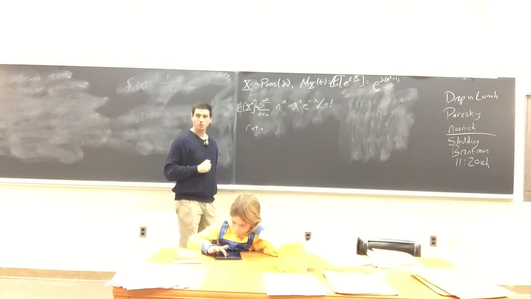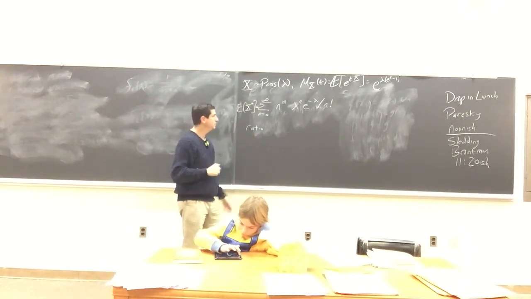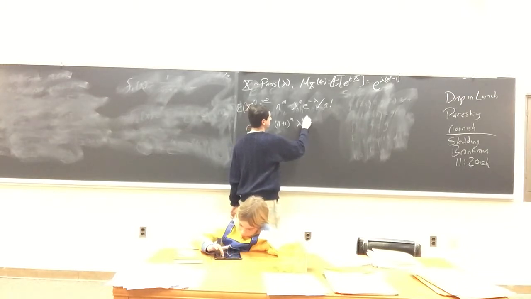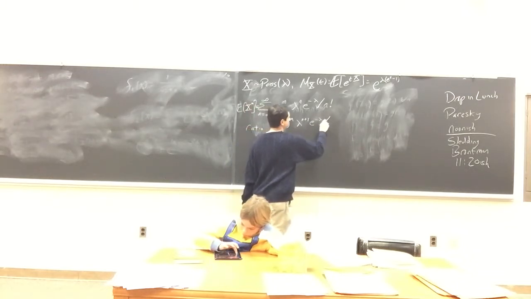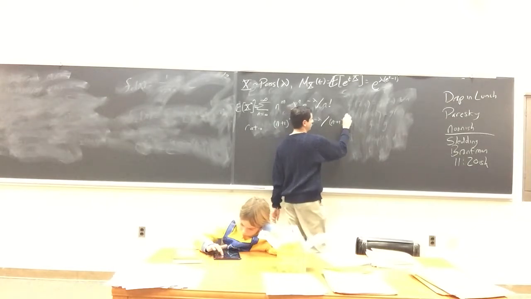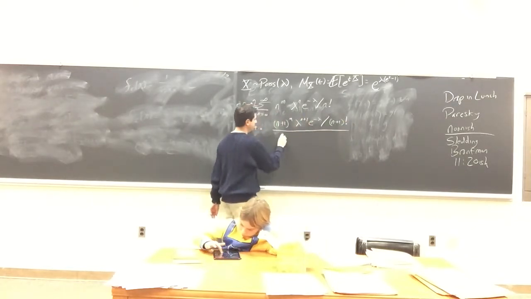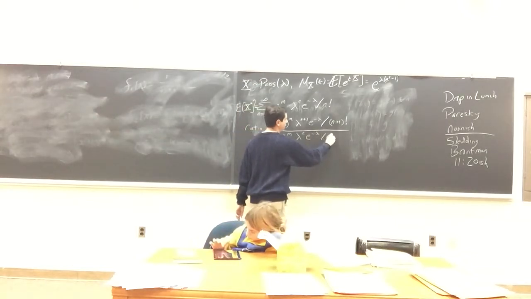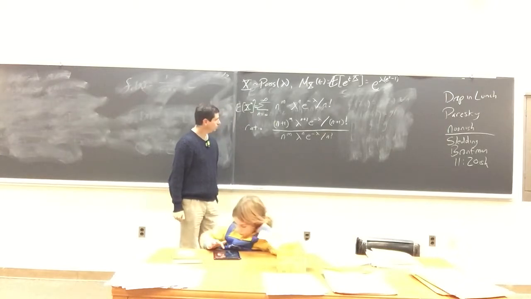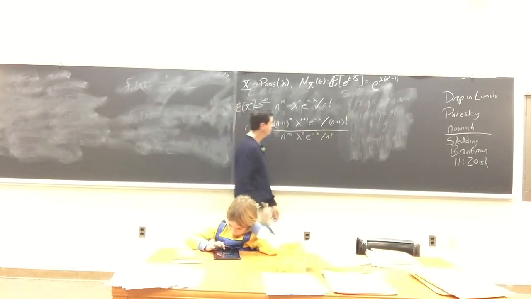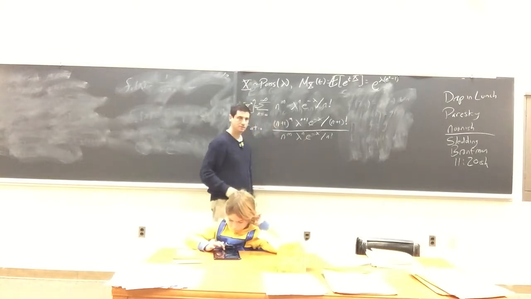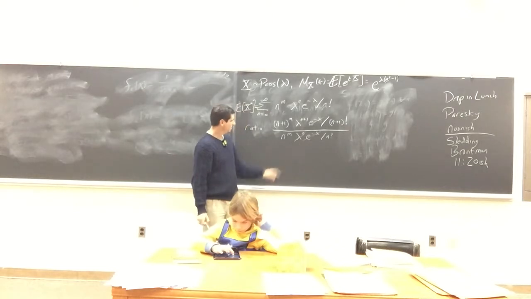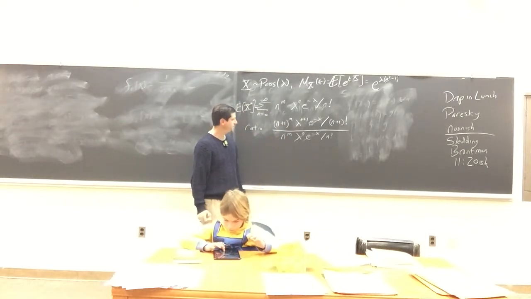So when we use the ratio, we look at a_{n+1} over a_n, right? So we would have (n+1) to the m, lambda to the n+1, e to the minus lambda divided by (n+1) factorial. And then we would divide this by n to the m, lambda to the n, e to the minus lambda over n factorial. Well, a lot of things cancel. The e to the minus lambdas cancel. The lambda to the n cancels with the lambda to the n up above. I have (n+1) to the m over n to the m.